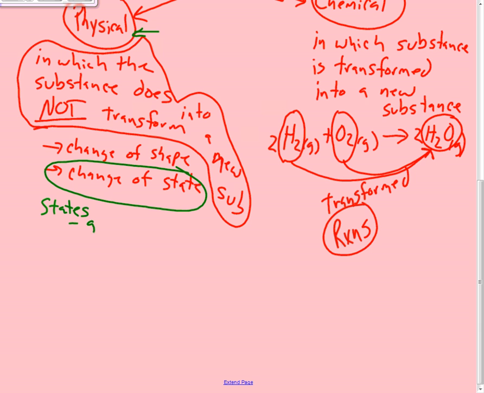We're talking about something that's a gas, or a liquid, or a solid, or plasma. Now, we don't really spend much time on plasma in chemistry. We really focus on gas, liquids, and solids. So when we talk of change of states, that means we're talking about going from one of these states to another. So I can go from a solid to a liquid.